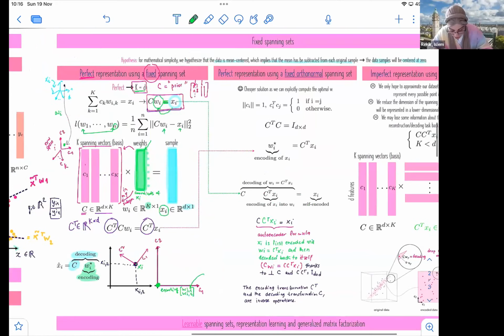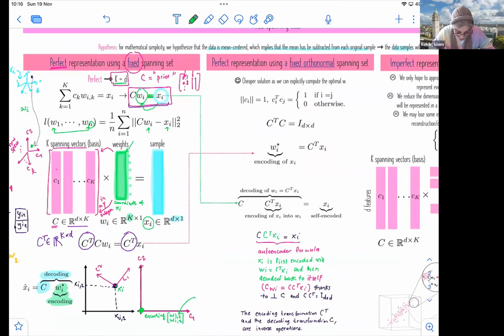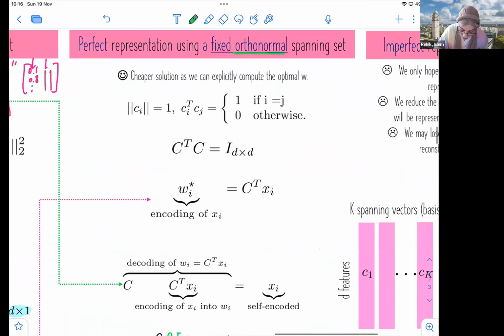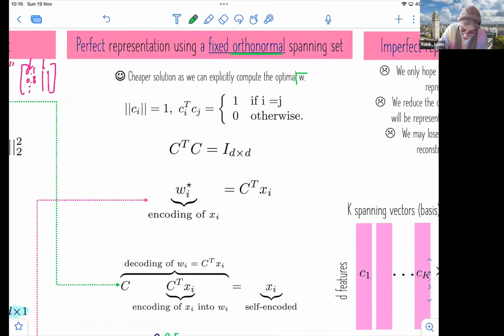So we have seen the perfect representation of a fixed spanning set. What if the spanning set is actually orthonormal? Orthonormal means orthogonal. Here it presents a better solution because we can calculate the W right away. So let's see how we do that. First, the norm of Ci is equal to 1 because it's orthonormal, unitary vectors. And when you project each basis vector Ci onto Cj, they are orthogonal, for i different from j.